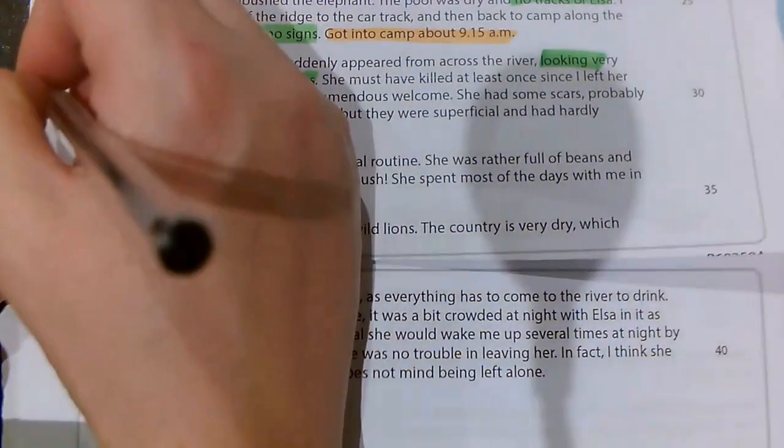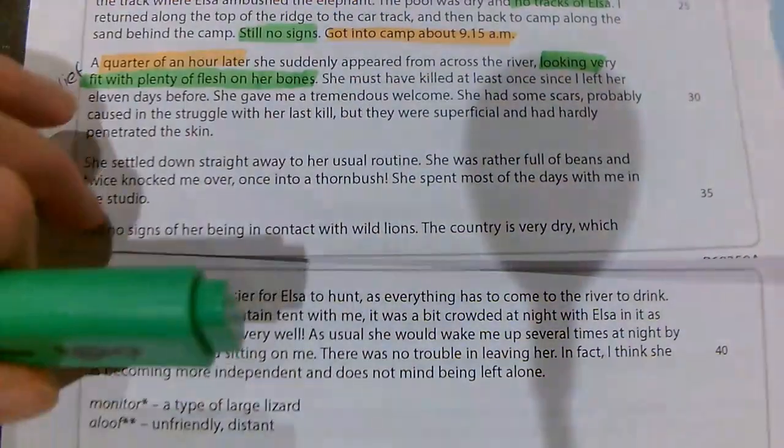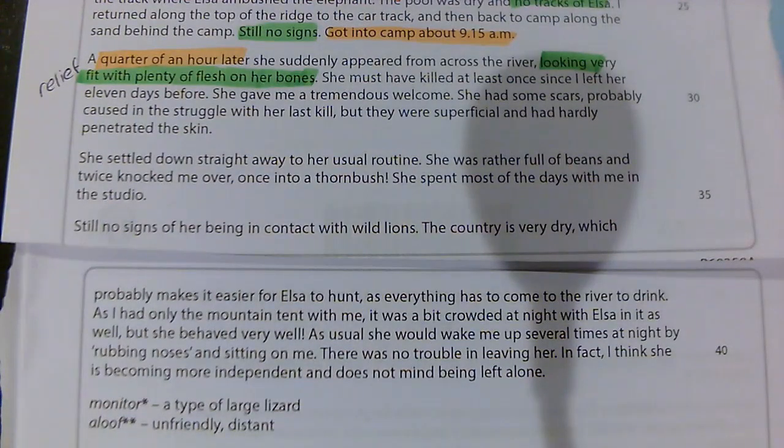Almost immediately when we hear that, we see this sense of relief and how it contrasts with the earlier anxiousness of the writer, of how he felt so distressed, and we had that repetition, and now we're moving into the fact that actually she's okay. She's got plenty of flesh on her bones. She's not starving somewhere in a dry water hole. And he couples this with, she must have killed at least once since I left her 11 days before. So the way that he recognises that she's beginning to fend for herself, she's been able to hunt.